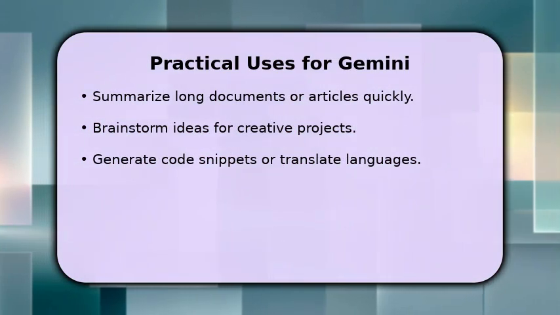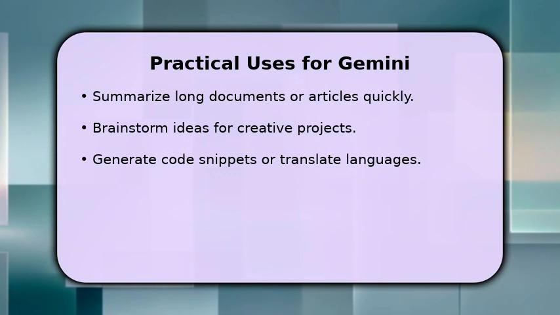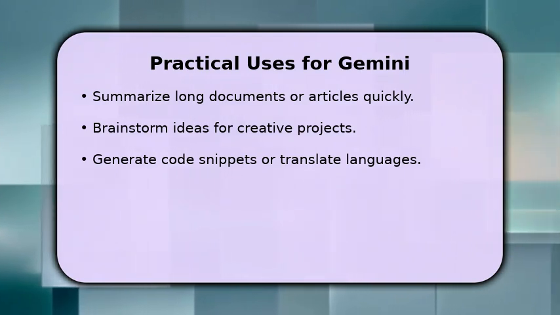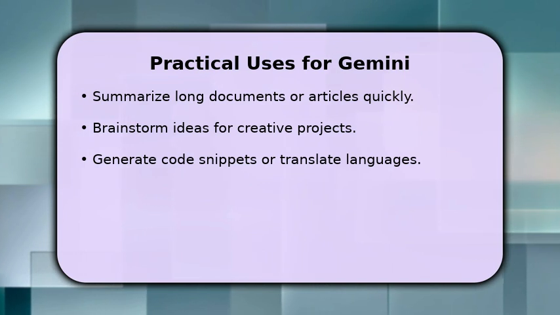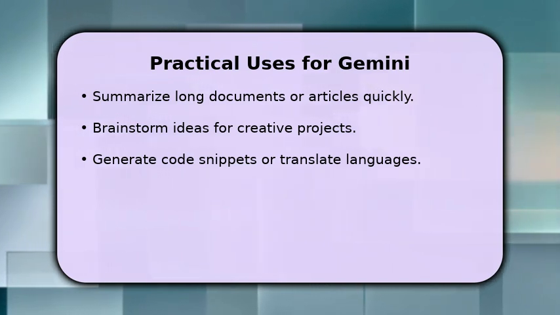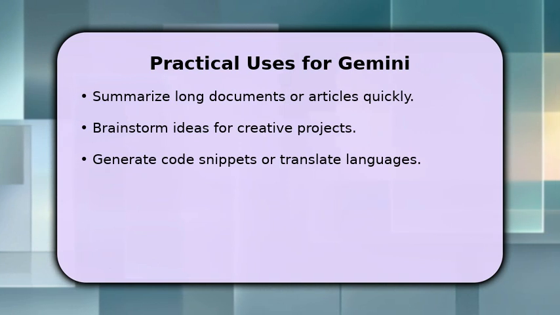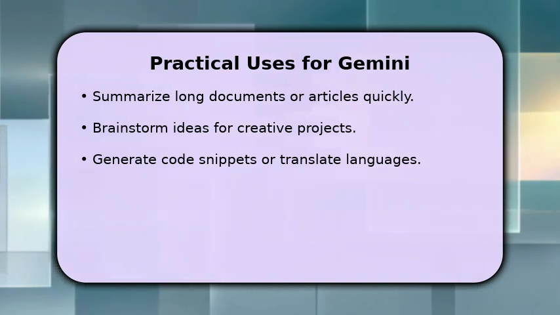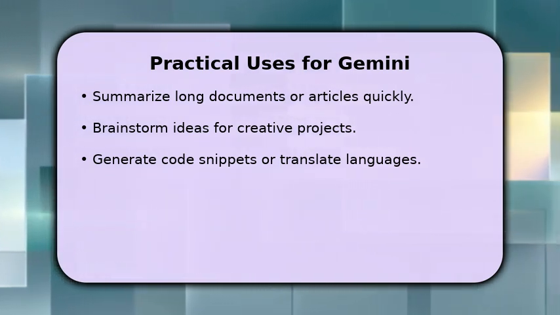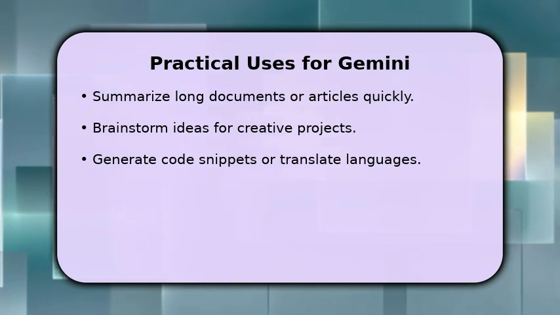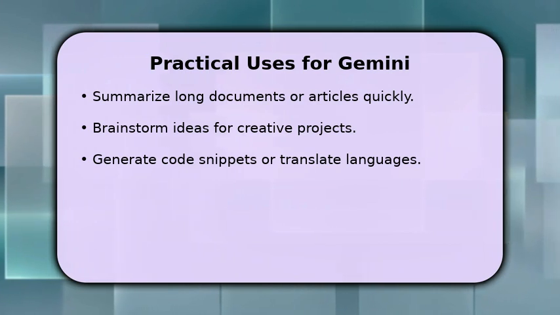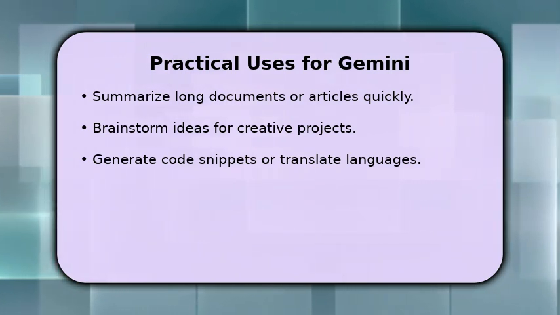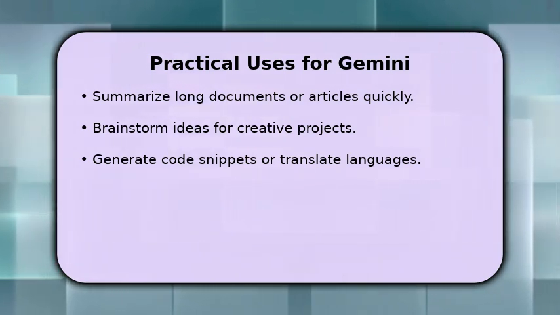Gemini is incredibly versatile for daily tasks. You can quickly summarize lengthy documents or articles, saving you valuable time. It's also excellent for brainstorming new ideas, whether for creative writing or business strategies. Furthermore, Gemini can assist with technical tasks, like generating code snippets in various programming languages or translating text between different languages. It's a powerful tool for productivity.